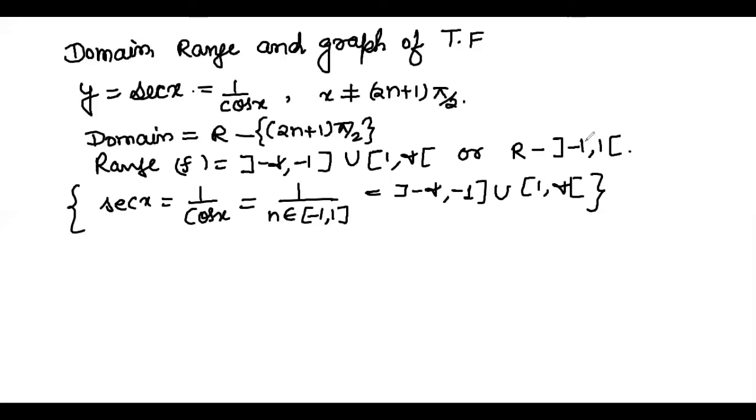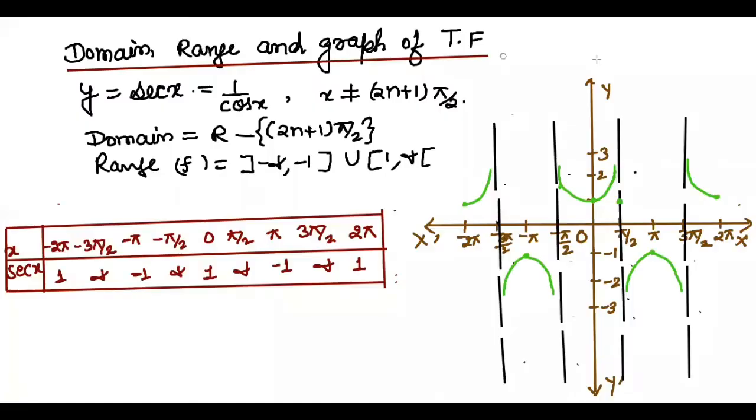Now we'll discuss the graph of sec x. So here, first of all, we will apply on the x-axis the domain values, meaning -2 pi, -3 pi by 2, -pi, -pi by 2, 0, pi by 2, pi, 3 pi by 2, and 2 pi. And then we can get the f(x) value, meaning the sec x value, and we will apply the range values on the y-axis. So I've applied the range values. Now one by one I'm going to plot.